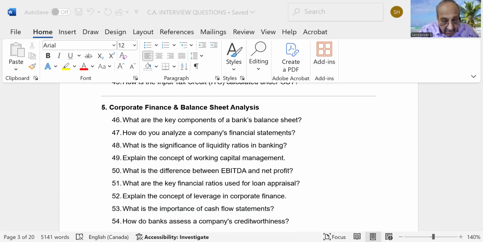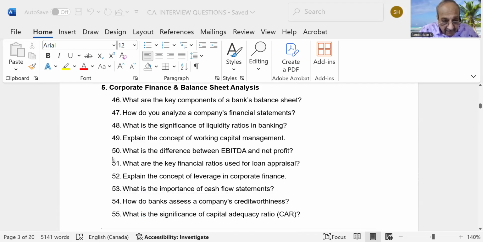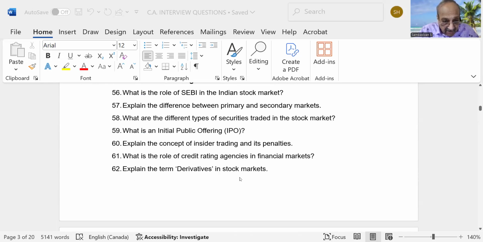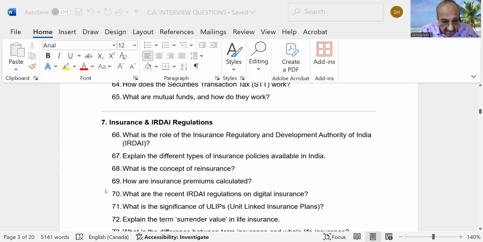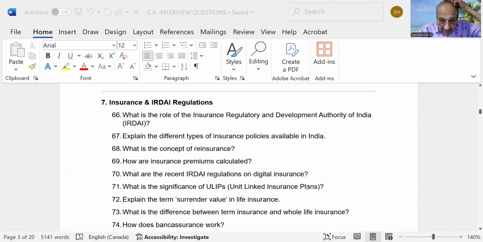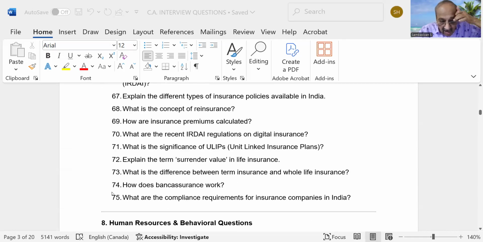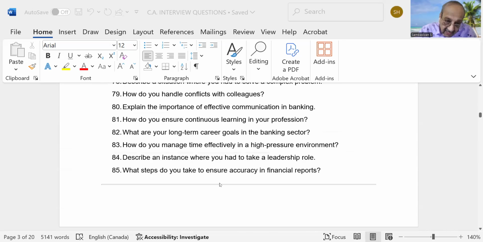How do you analyze a company's financial statements? What is the difference between EBITDA and net profit? Explain the term derivatives in the stock market. What is the significance of ULIPs? How does bancassurance work?